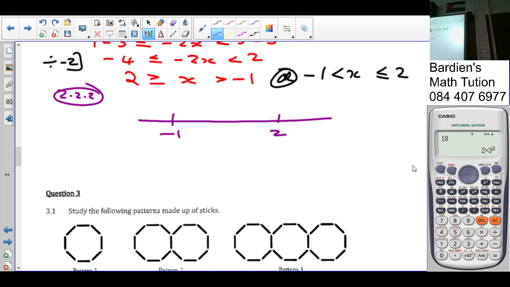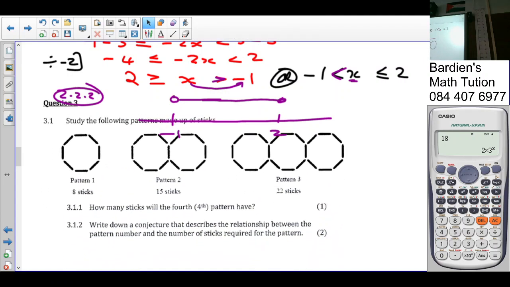At -1, would it have an open or closed circle? Is that inclusive or exclusive? It's exclusive. So we would have an open circle. The 2, closed circle. Can you see that? So we say x must be greater than -1, going in the positive direction. However, x must be less than or equal to 2. Both conditions must be met, and where it overlaps is my solution to the sum.